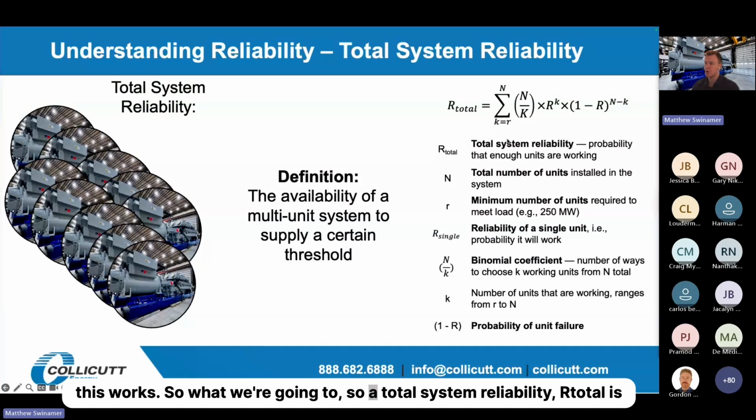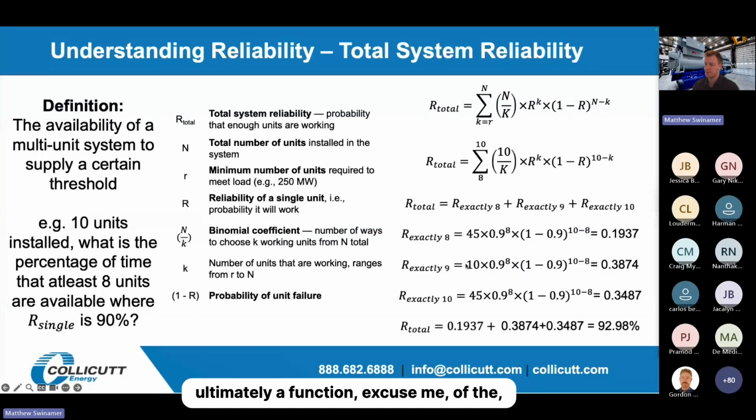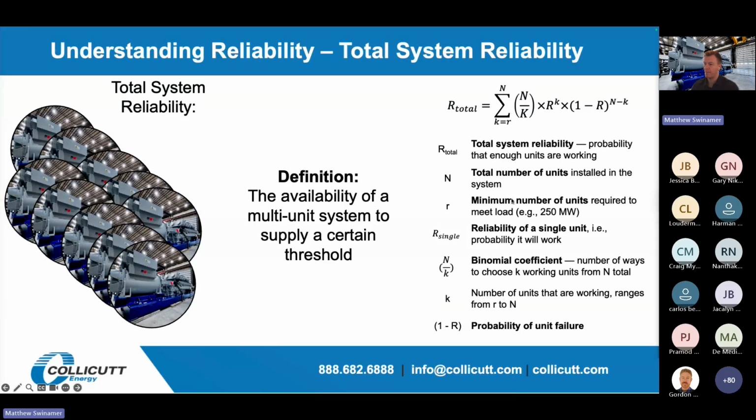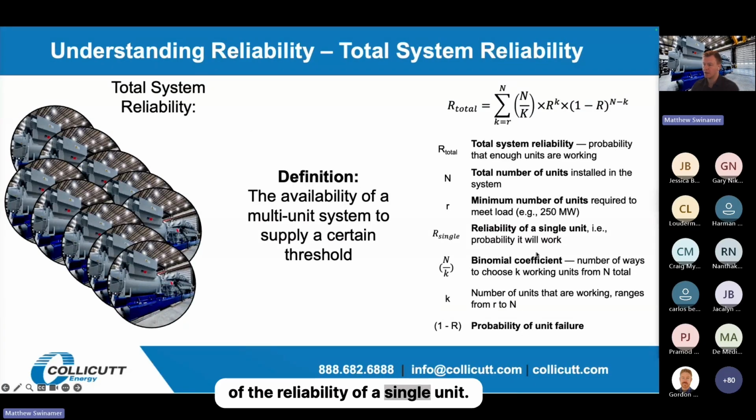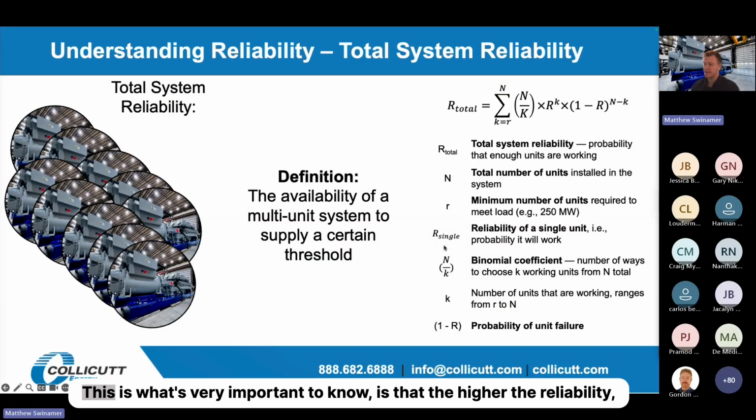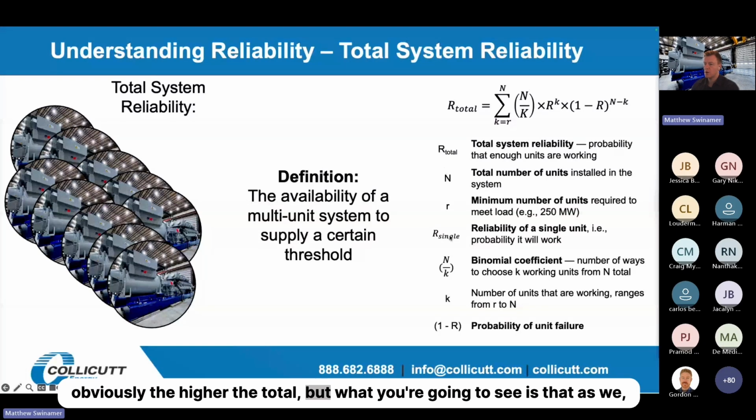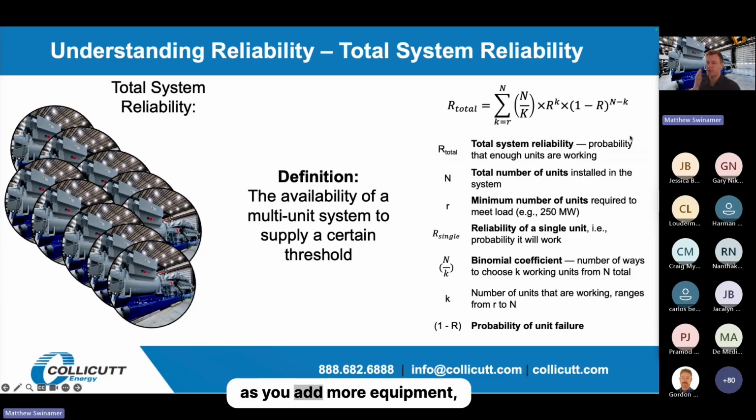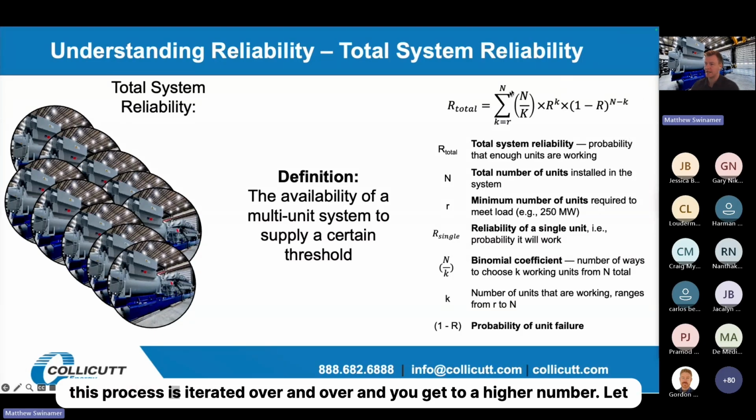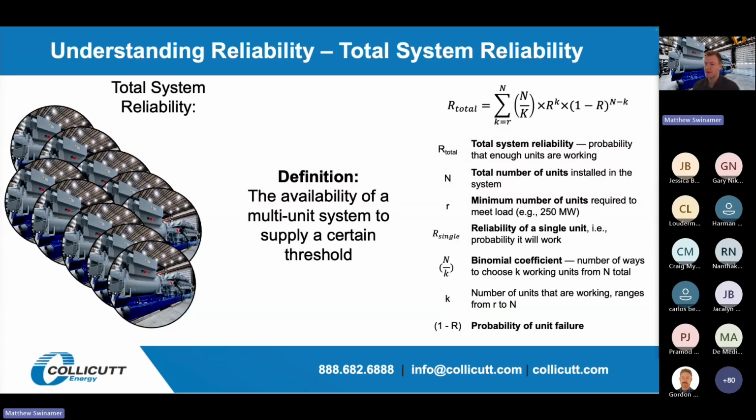So a total system reliability, our total, is ultimately a function of the reliability of a single unit. What's very important to know is that the higher the reliability, obviously, the higher the total. But what you're going to see is that as we sum the number of iterations of additional equipment that meets the requirement, as you add more equipment, this process is iterated over and over, and you get to a higher number. Let me explain that.